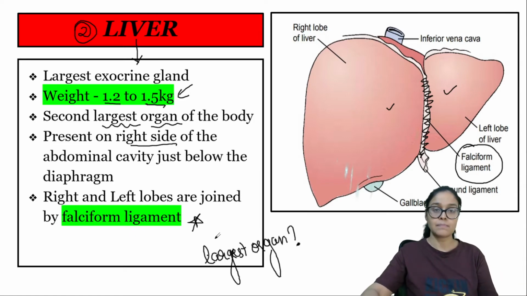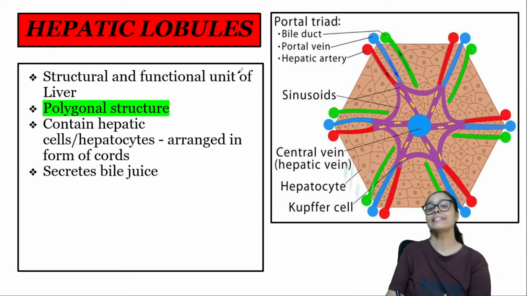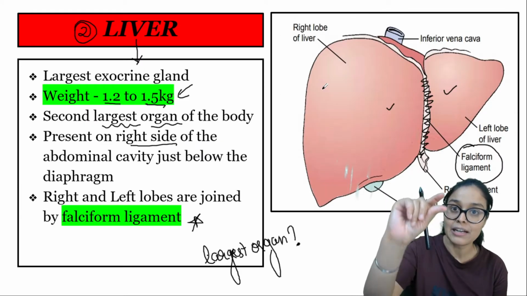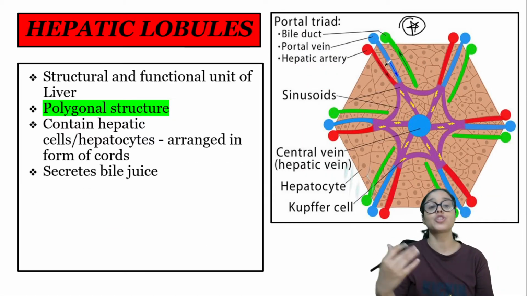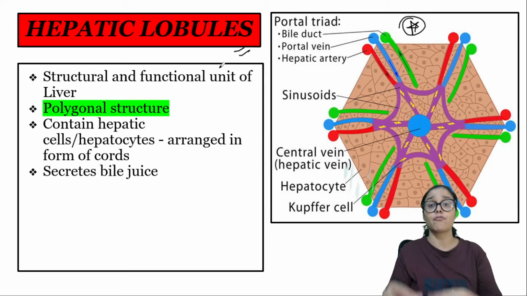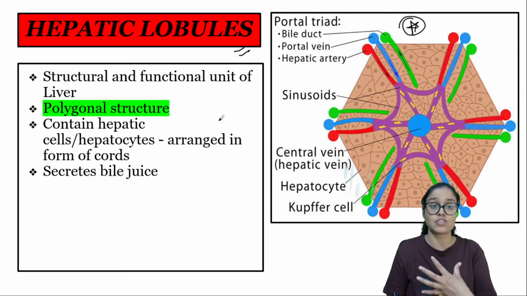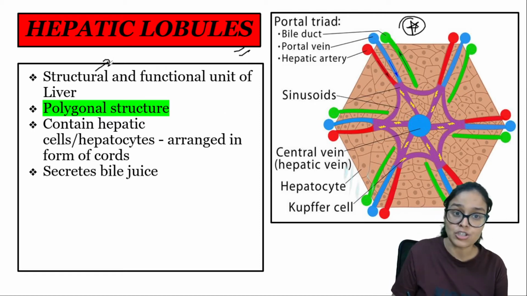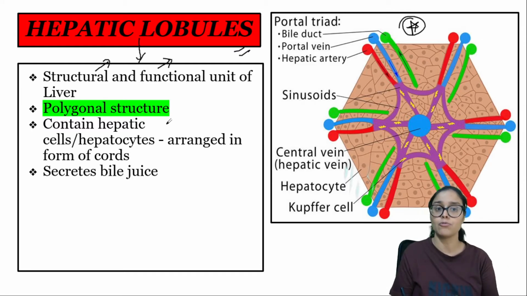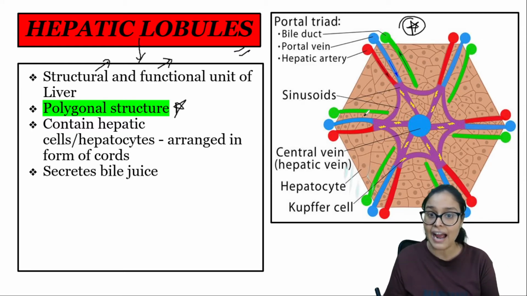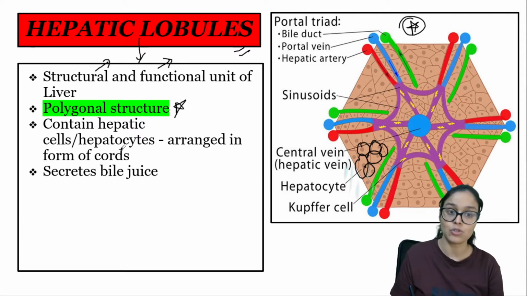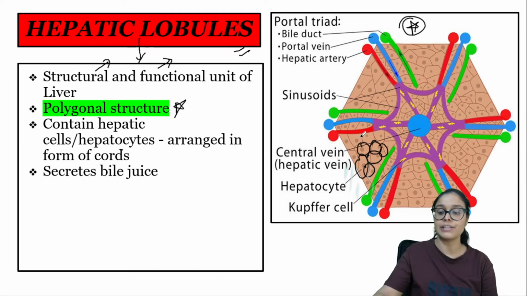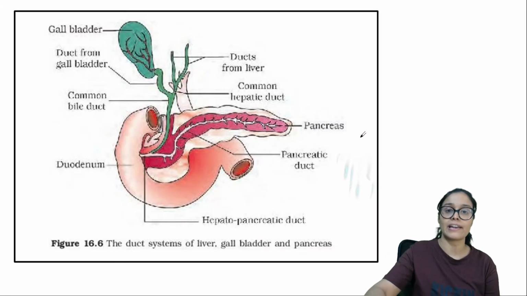Another one is hepatic lobules. So what is a hepatic lobule? If we look at the structural and functional unit of the liver, the liver is made up of such huge units, hepatic lobules, forming the structural and functional unit of the liver. Just as the structural and functional unit of our body is the cell, the structural and functional unit of the liver is the hepatic lobule, which is polygonal in structure, and it has a special type of cell known as hepatocyte. These hepatocytes are arranged in a cord-like fashion.